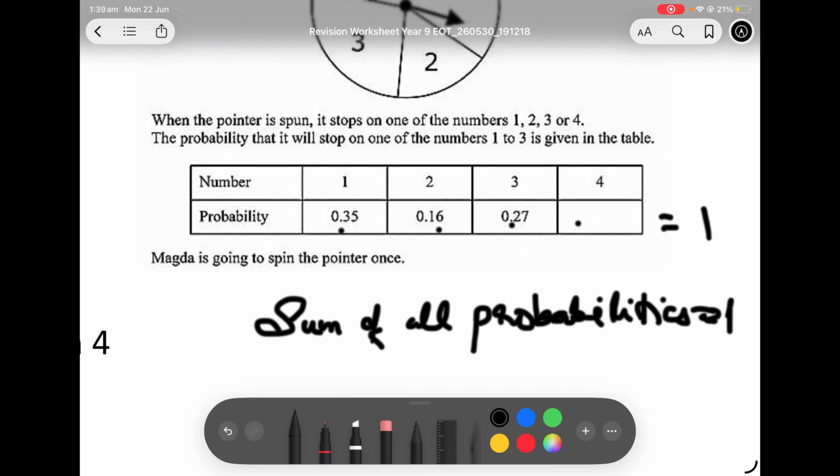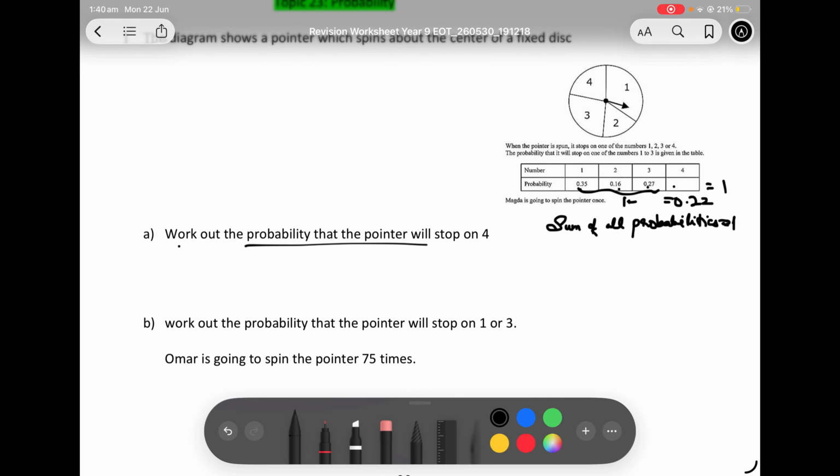So how do I calculate the missing probability? To calculate the missing probability, there's one simple rule that I would follow. I would do 1 minus 0.35 minus 0.16 minus 0.27, which is 1 minus all of these values, and I get the answer as 0.22. He's asking the same thing: work out the probability of this. So 1 minus of 0.35 plus 0.16 plus 0.27 is what you do.